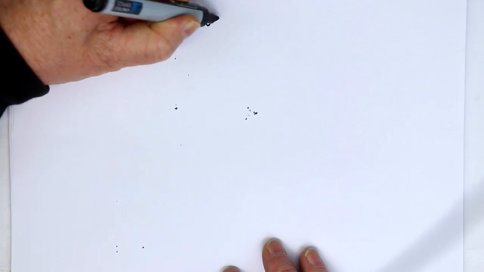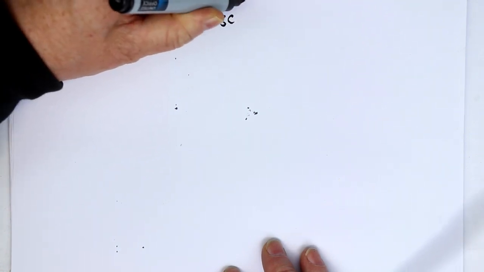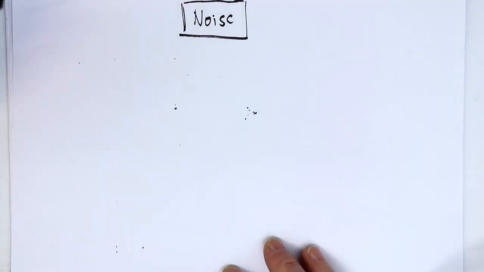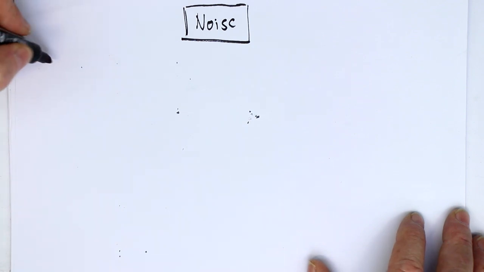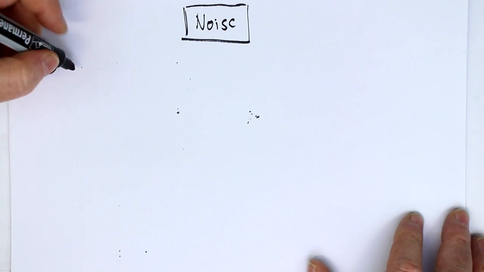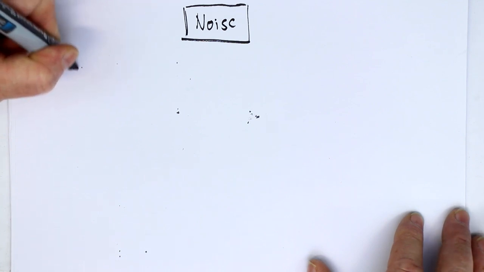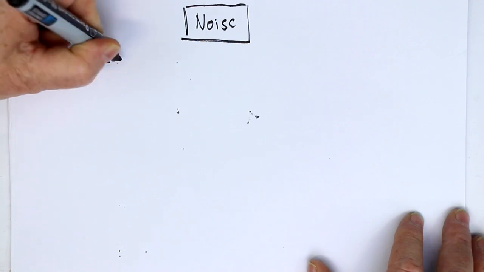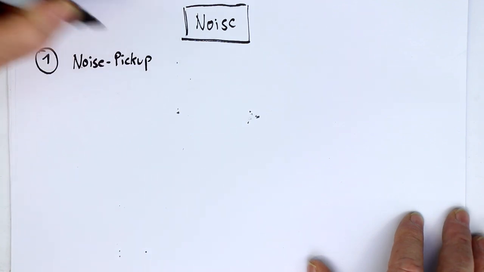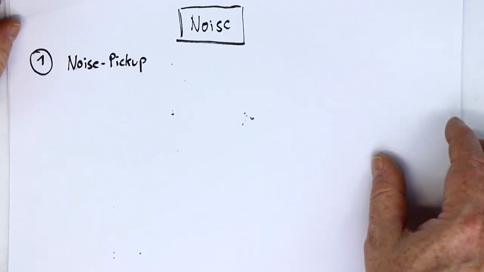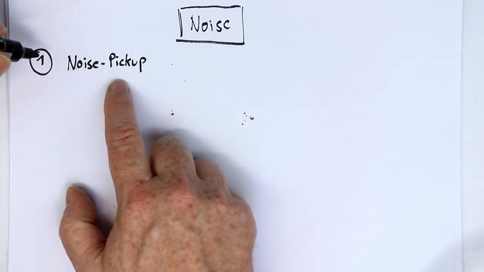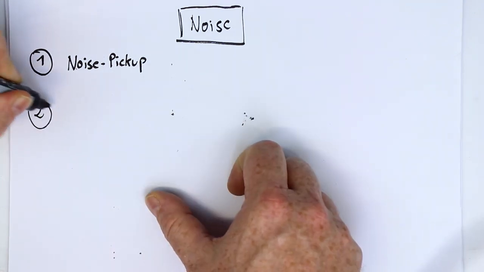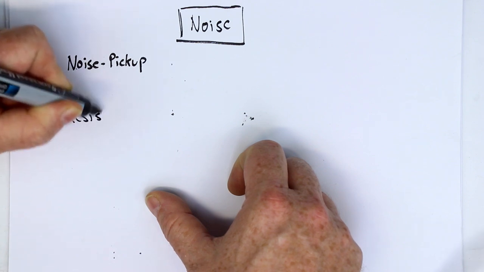So now that we are already talking about noise, we will hear, and in most other cases have to deal with, three sources of noise. The first and the hardest to get rid of is noise pickup from stray electric and magnetic fields, so from the outside world. We'll deal with that just in a minute. The second is resistor noise.